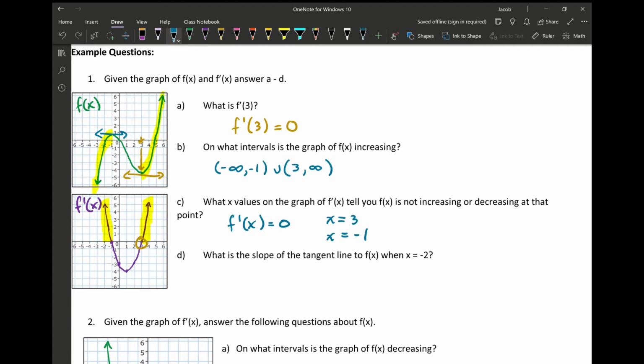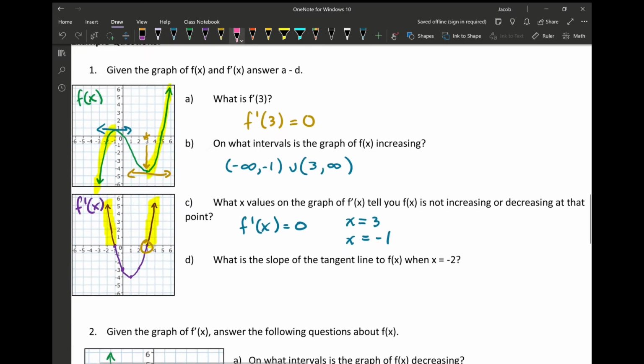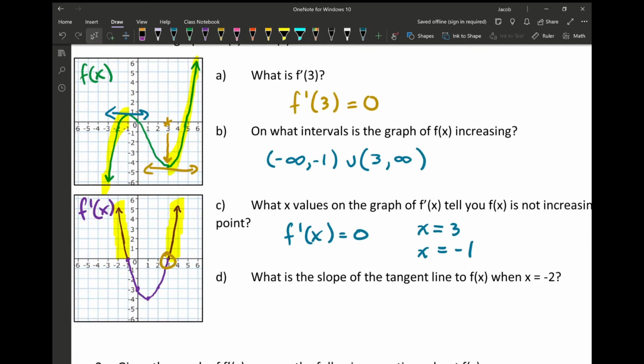What's the slope of the tangent line to f of x when x equals -2? Alright, so -2 looks a little strange. It's kind of hard to tell. It's that tangent line I just drew, the pink one. It's kind of hard to tell what that is when x equals -2. So we're going to look directly at f prime. Another way to phrase this question is, what's f prime of -2?